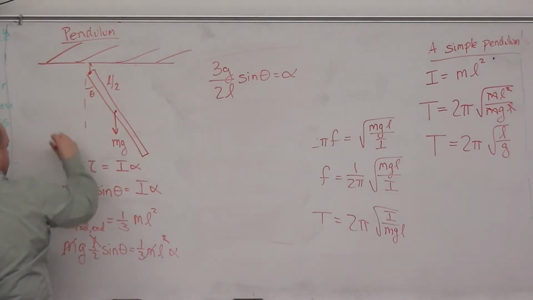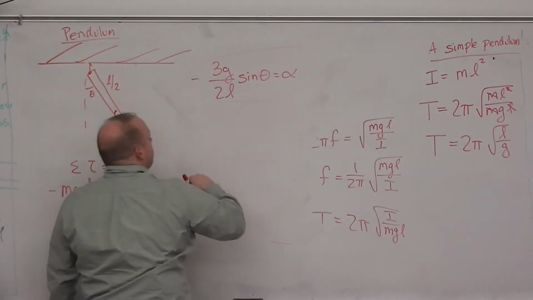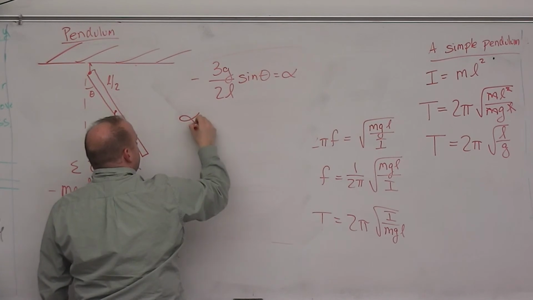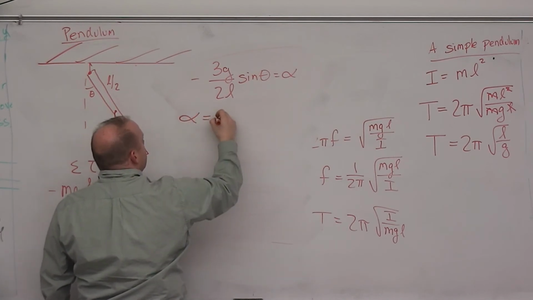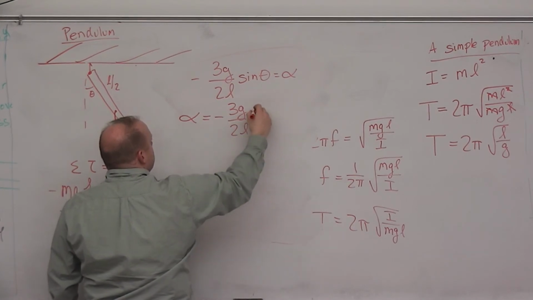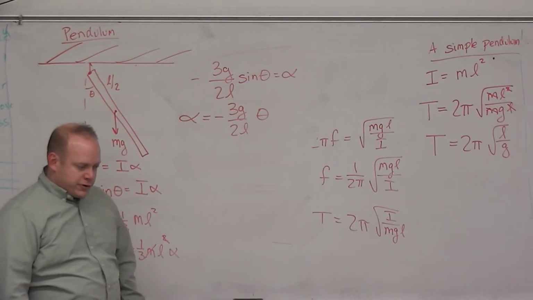This is making it rotate negatively. This is a negative torque. So I've got negative here, negative there, negative here. So now I'm going to flip sides and make the small angle approximation. Alpha equals negative 3g over 2L theta. This is, again, simple harmonic motion.